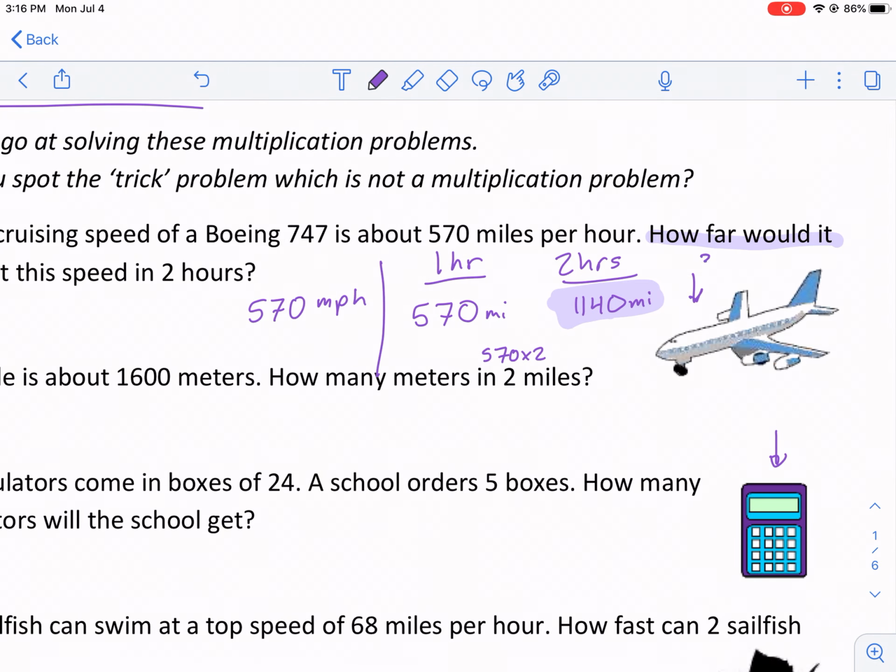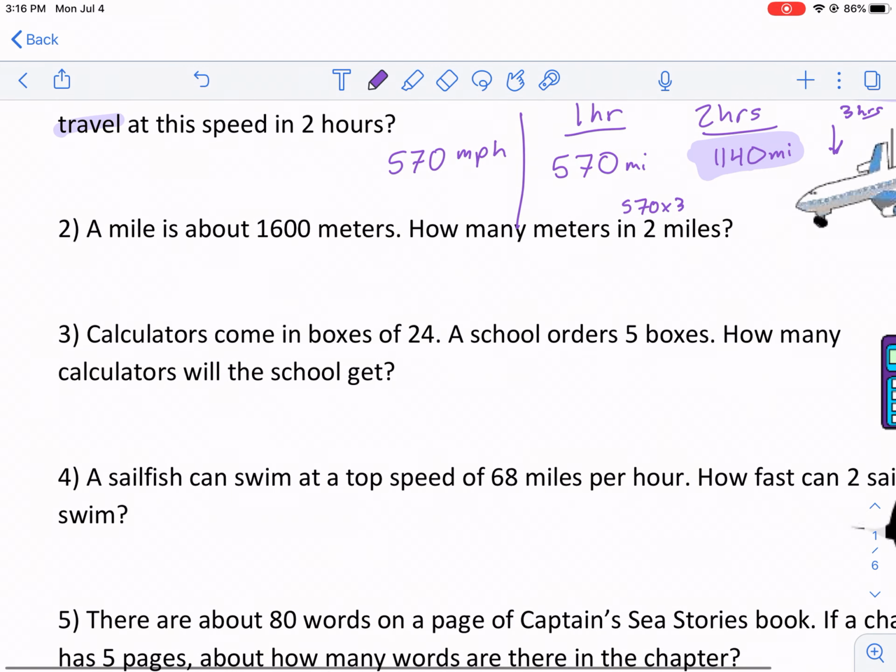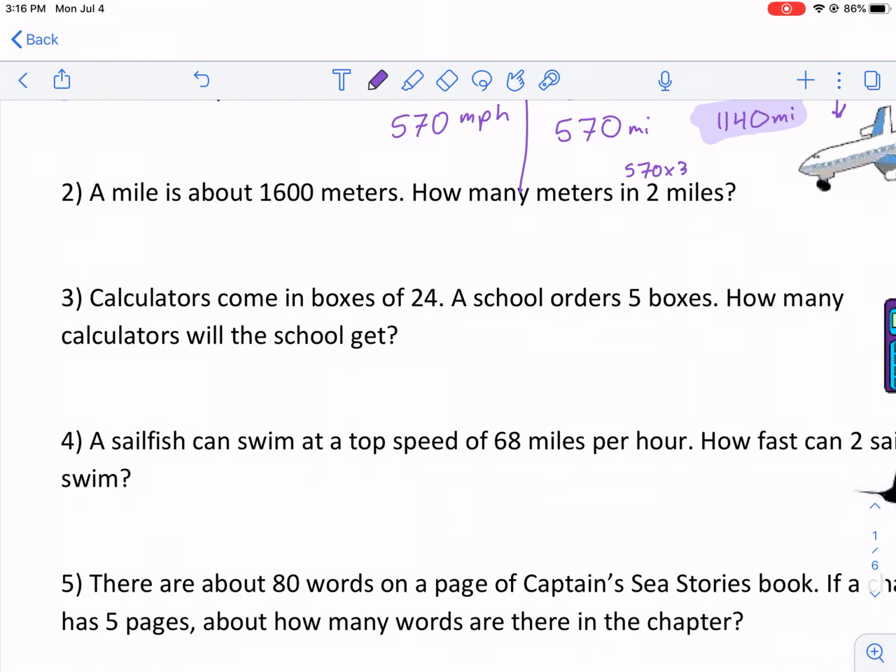And if we were to go to 3 hours, we would just do times 3 instead, okay? So that's how you would do that. Multiply the speed times the number of hours, the time. A mile is about 1,600 meters. Okay, so that's 1 mile.